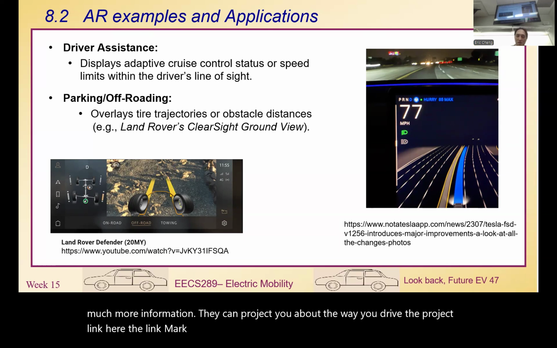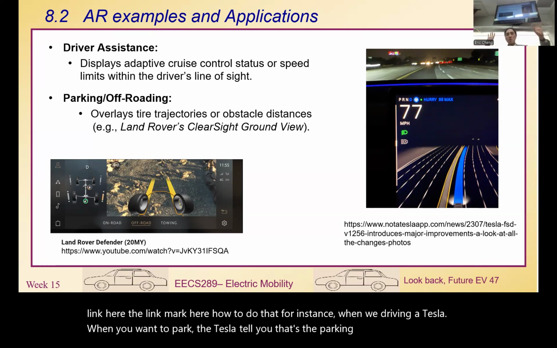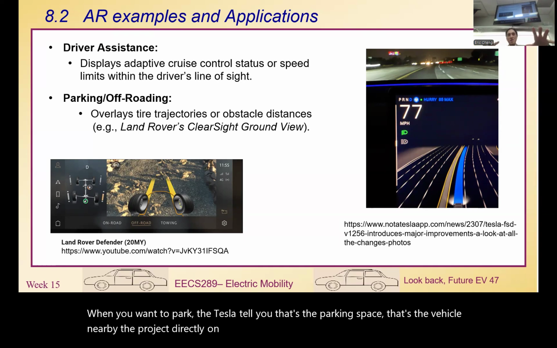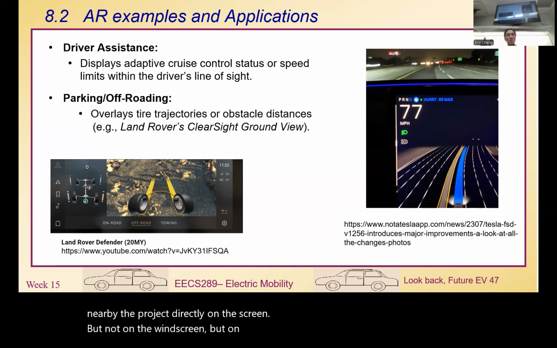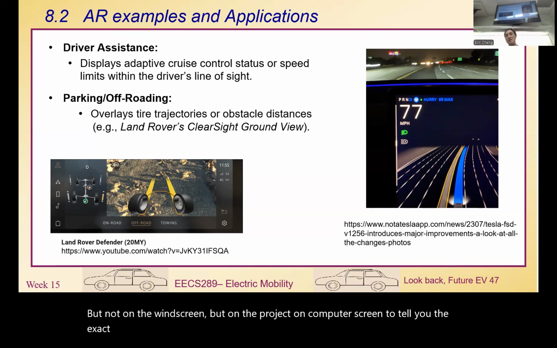How to do that? For instance, when we're driving a Tesla and you want to park, the Tesla tells you that's the parking space, that's the vehicle nearby. They project directly on the screen, not on the windscreen, but on the computer screen, to tell you the exact boundary for your parking and the vehicle nearby. It can help you to adjust much better. Before, we could only use the reflected mirror, and that's not accurate at all.